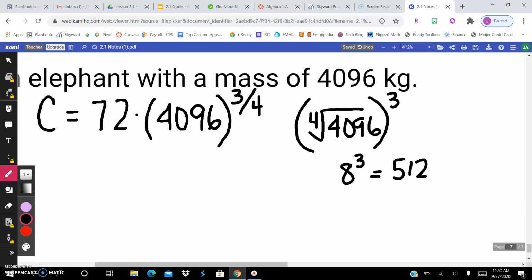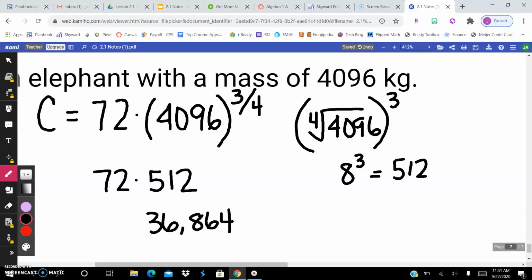And then we're going to plug that back into our equation here. So we're going to have 72 times 512. And when I multiply those together, I get 36,864. So this elephant needs 36,864 calories per day.